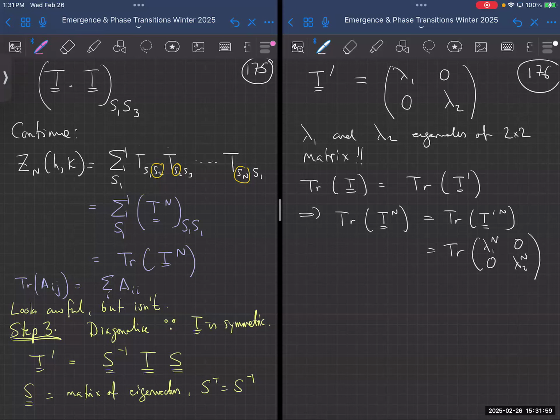Okay. So then that means that the partition function is just lambda 1 to the n plus lambda 2 to the n. Okay. And one of those eigenvalues, let's suppose that one is bigger than the other.